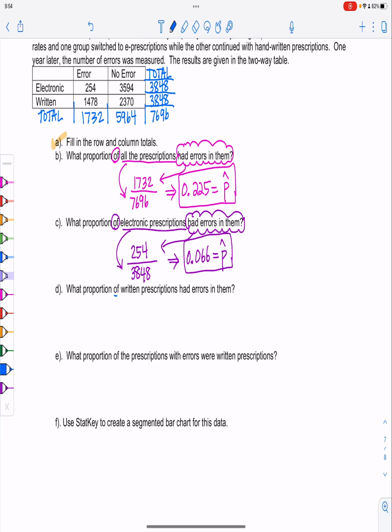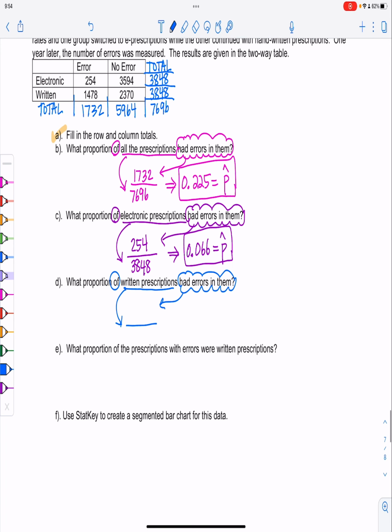Okay, what proportion of written prescriptions had errors in them? Remember, that's my whole. This will be my numerator. So written prescriptions, now I'm looking at this row. I still had 3848 written prescriptions. And now in that row, how many had errors in them? 1,478. So as a decimal, that's going to be 0.384. And that equals p hat.